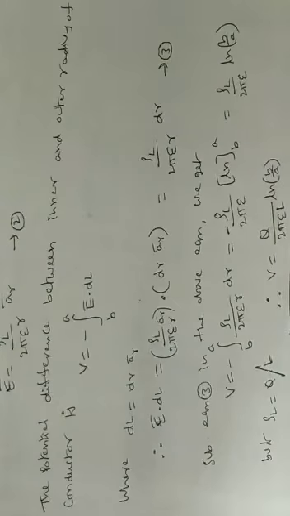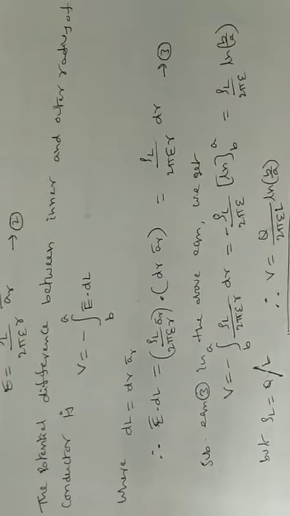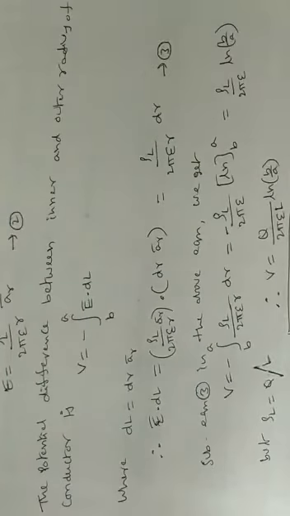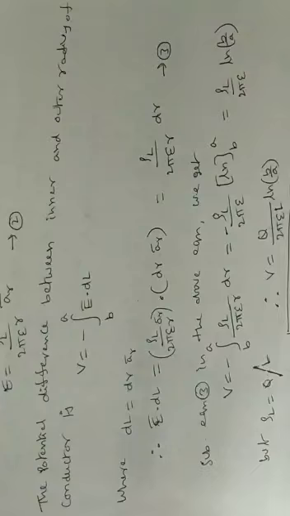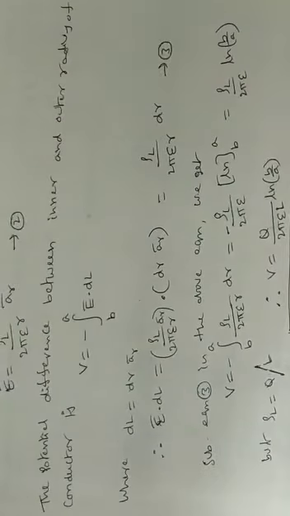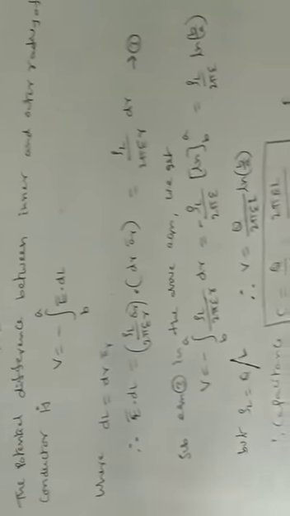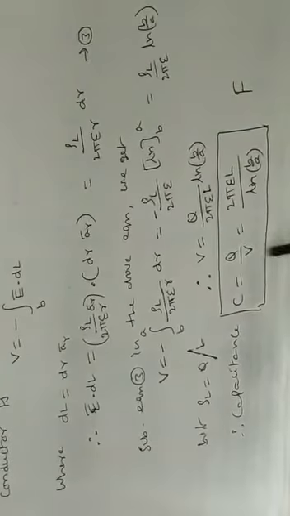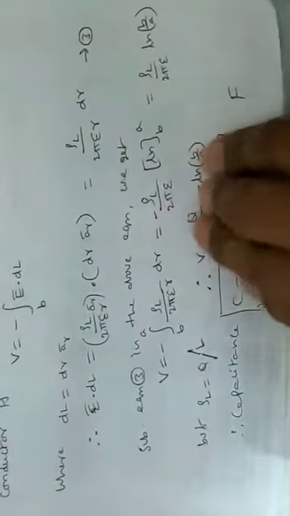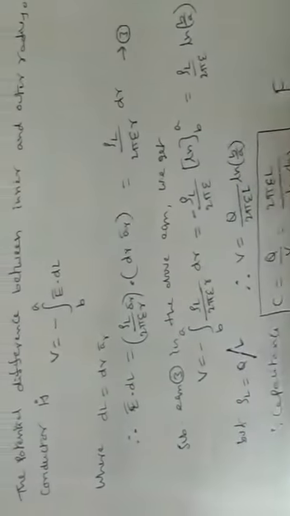So therefore capacitance is equal to Q by V. Substitute V here, you will get C equal to 2 pi epsilon L by ln of B by A. If you want to determine the capacitance per unit length, that is C by L, then bring this L to this side. Finally, capacitance C per unit length is equal to 2 pi epsilon by ln of B by A. So this is about the capacitance of a coaxial cable.